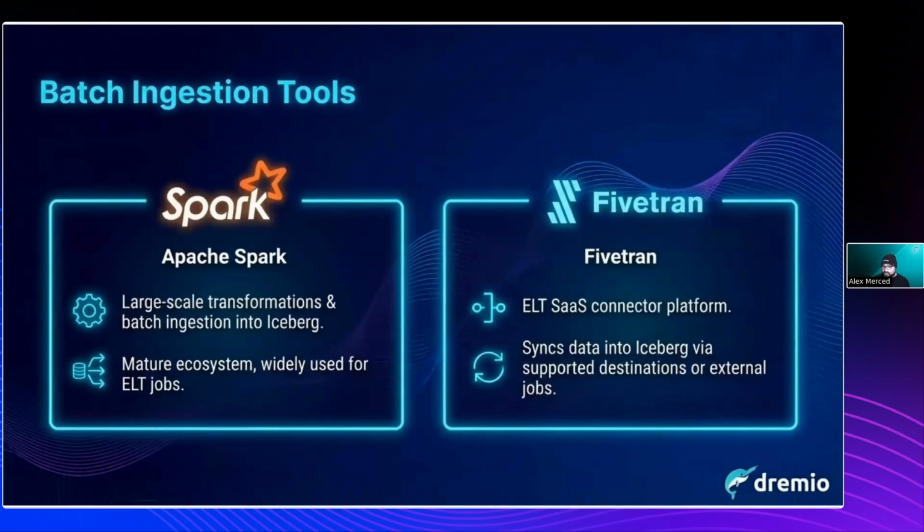Fivetran, if you're looking for a commercial option, is probably the most popular option for doing batch ingestion, where you can choose from hundreds of connectors and say, hey, take the data from any of these connectors, which could be not just databases and data warehouses, but also your CRM, your Salesforce, things like that, and just load them right up into Iceberg from there. You either do it directly into Dremio Catalog, because you can connect whatever catalog you have, including your Dremio Catalog, because it supports the REST standard.